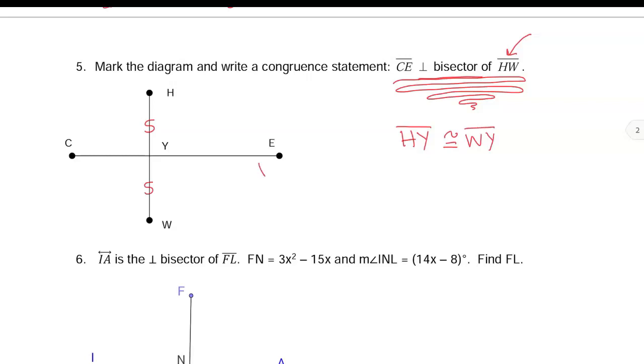Notice how the bisector is not drawn like a line. That's okay. Segment CE is part of a line CE. So CE, the segment, is like a subset of the line CE. Also, get used to putting the marking there for a right angle. That tells you that it's perpendicular.